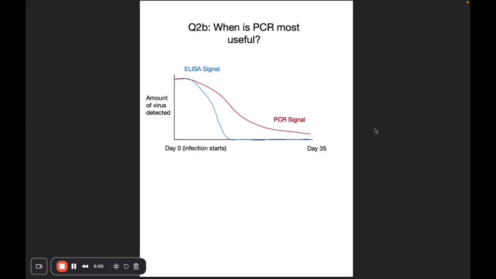PCR testing, which looks for viral RNA rather than proteins, is also most useful early in the infection, during the same period when antigen levels are high. Later on, even after the virus has been cleared, PCR can sometimes still detect leftover fragments of viral RNA. But by that point, an antigen ELISA would already be negative because there are no more viral proteins present.